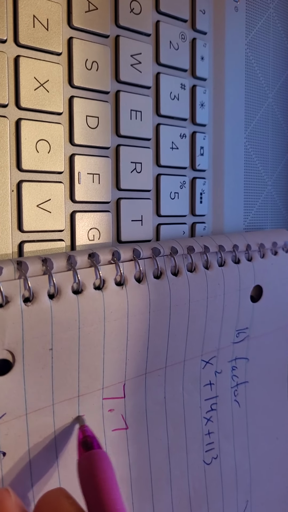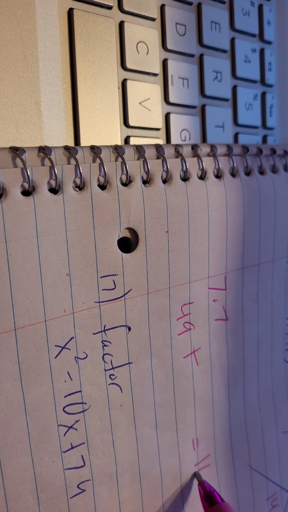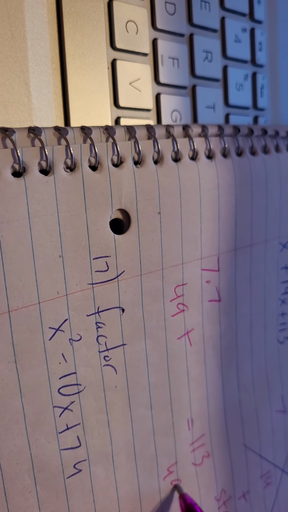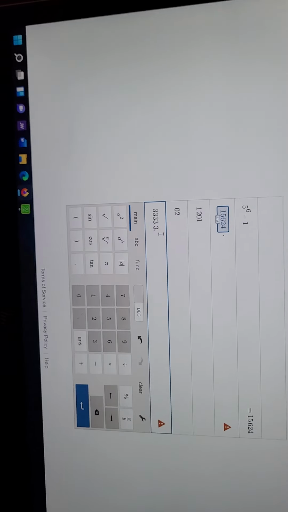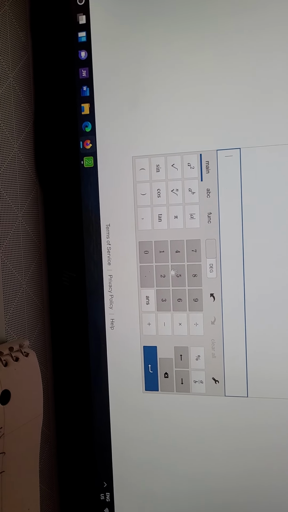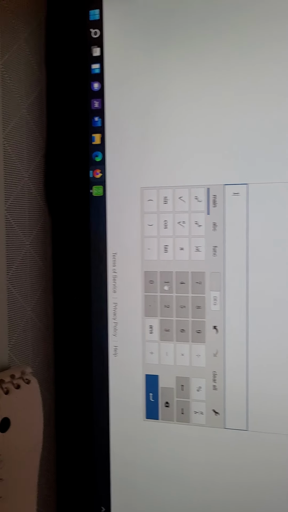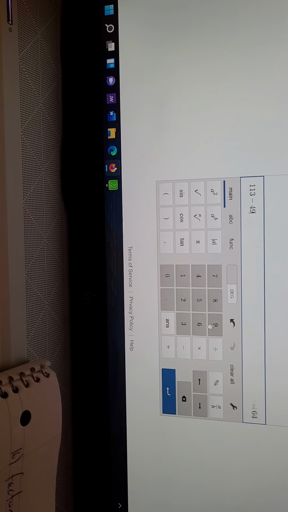7 times 7, 49. I need to add something in order to get to 113. I don't know that one off the top of my head. I don't feel like doing it by hand right now. I could. Let's hit clear a couple times. 113 minus 49 equals 64. Okay, 64 should be a key kind of number that's nice and balanced. It's a perfect square. 64 is 8 times 8.